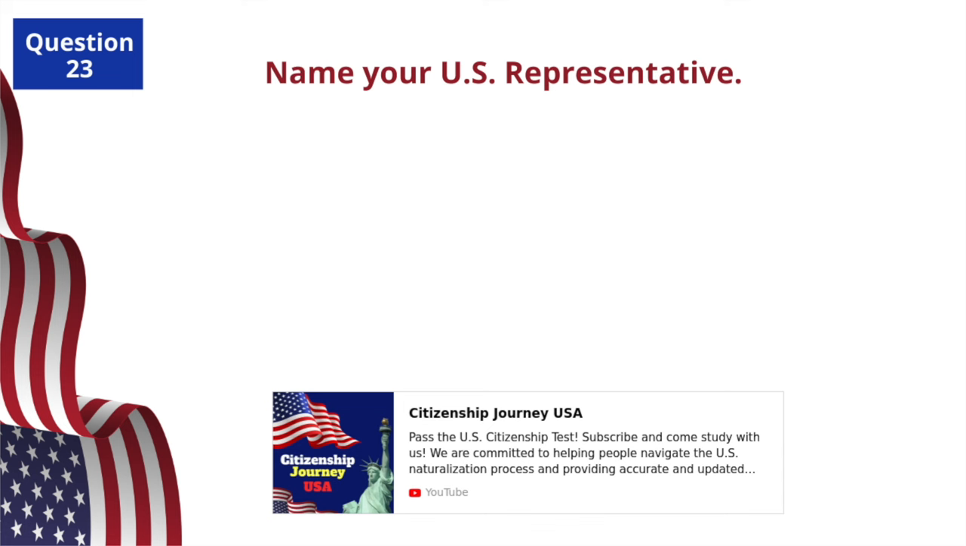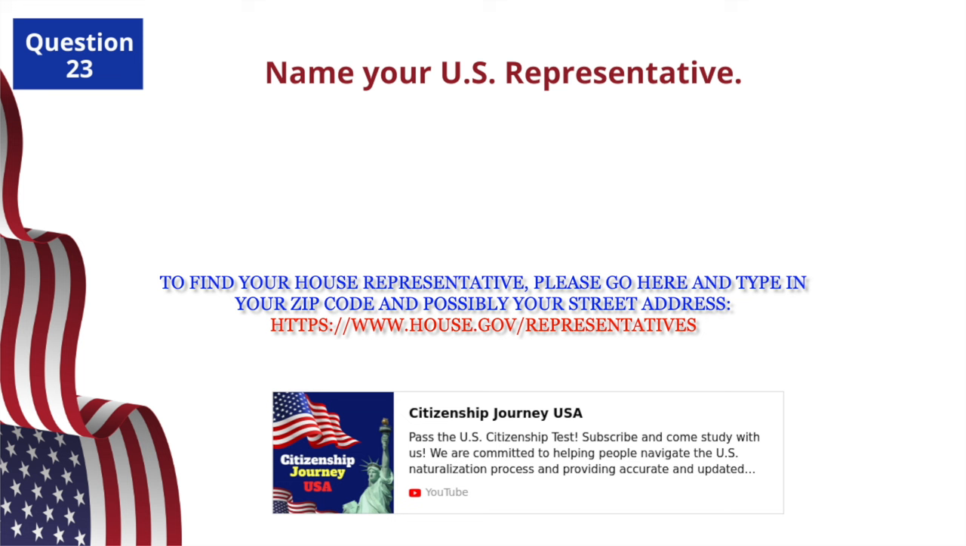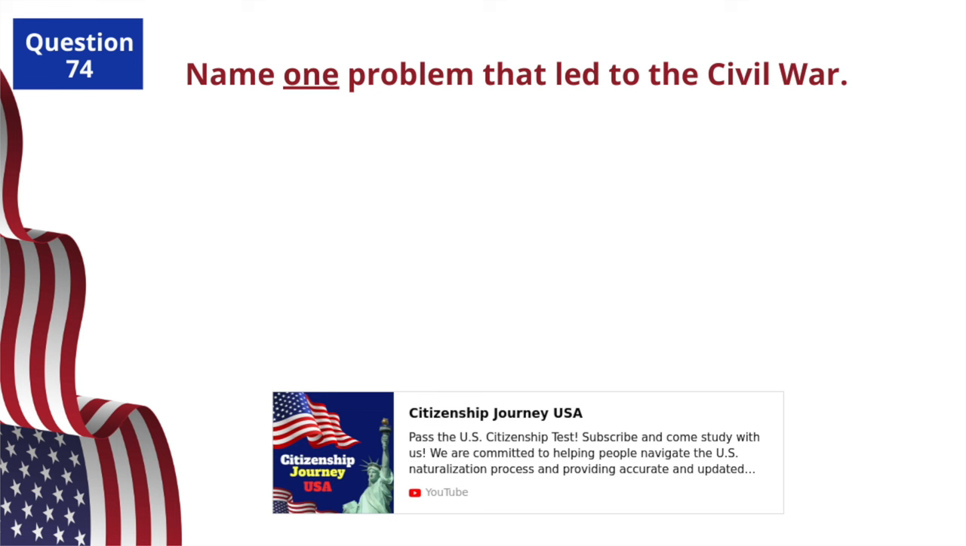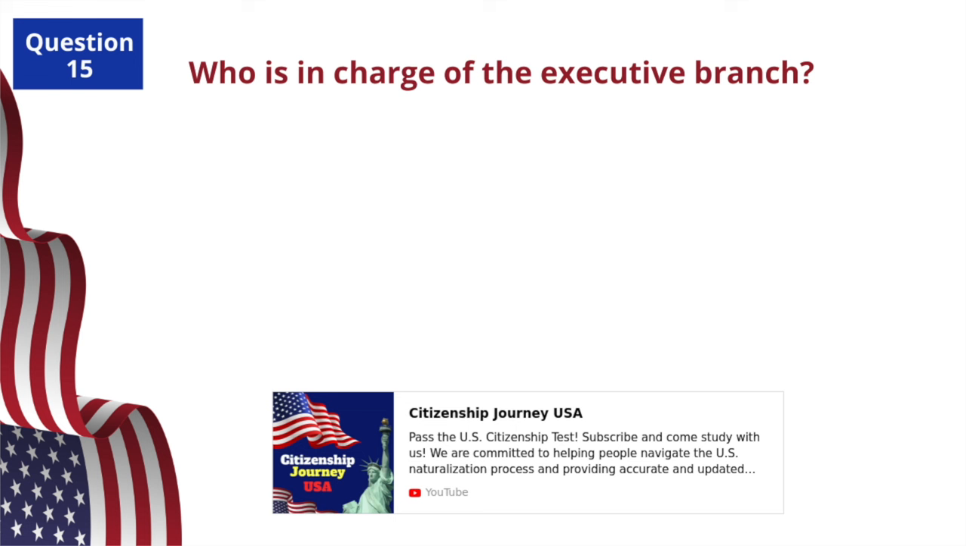Name your U.S. representative. Who is the Chief Justice of the United States now? John Roberts. Name one problem that led to the Civil War. Slavery. Who is in charge of the executive branch? The president.